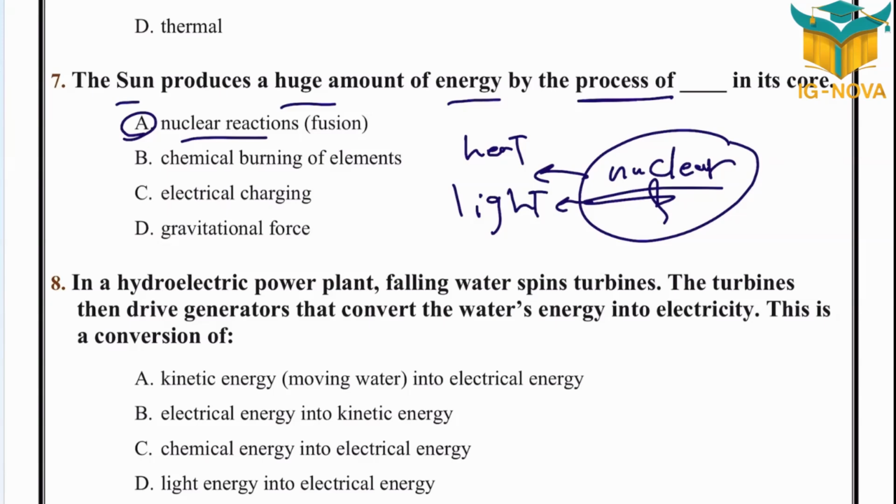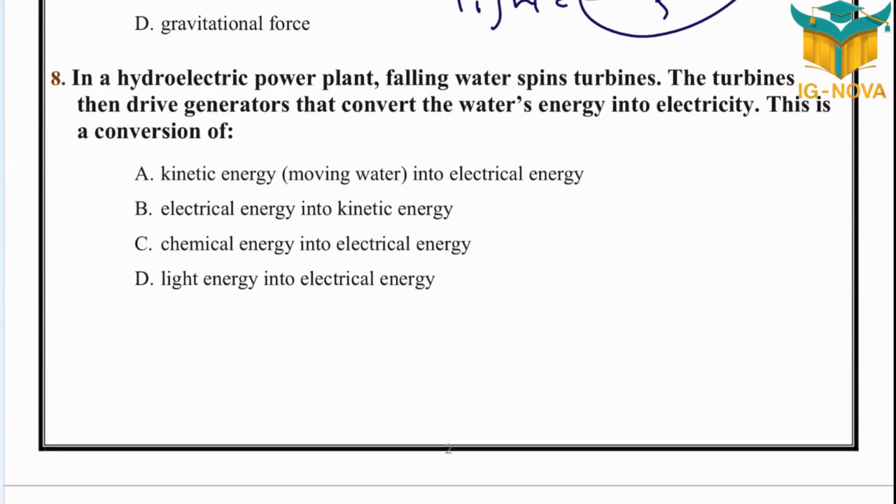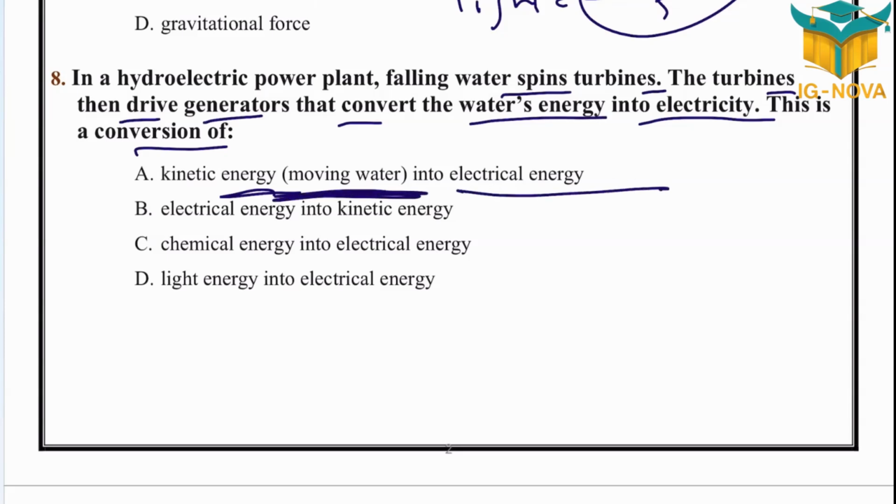Question 8. In a hydroelectric power plant. A power plant is a power station. Falling water pushes a turbine. The turbine then drives generators that convert water energy into electricity. It's a conversion of kinetic energy, which is moving water, into electrical. Yeah, moving water down makes the turbine spin. So I'm going to go for A.